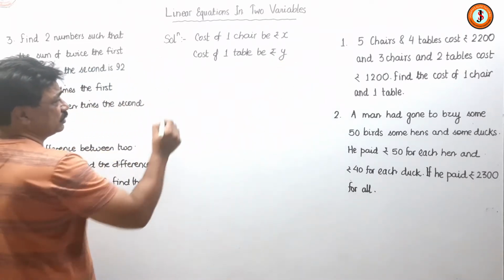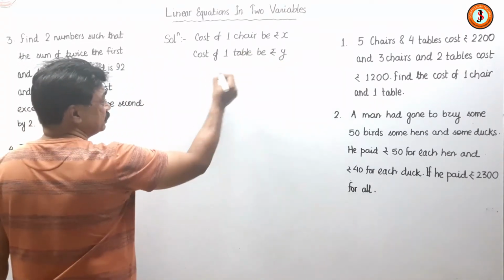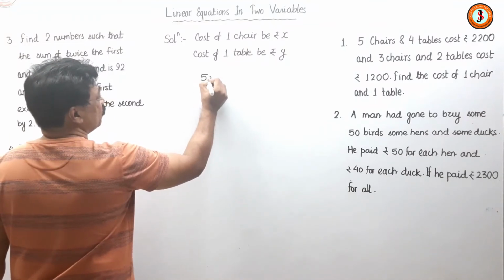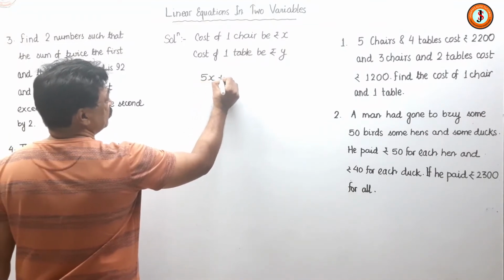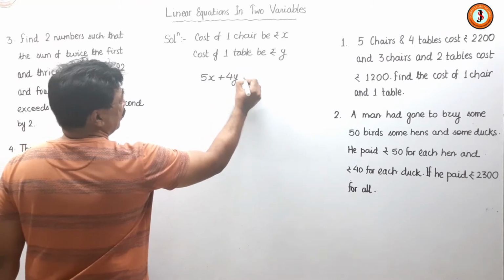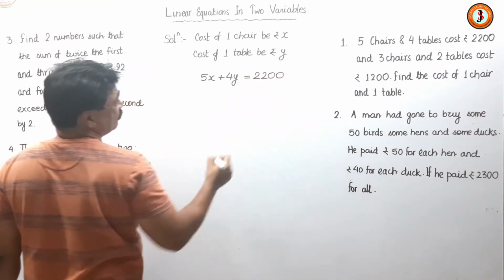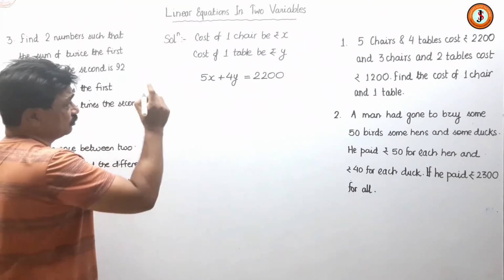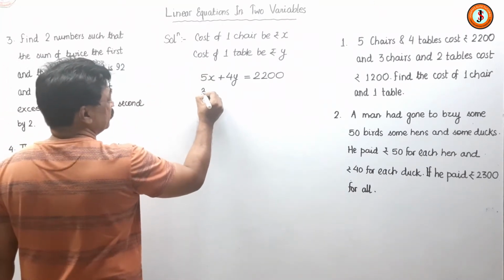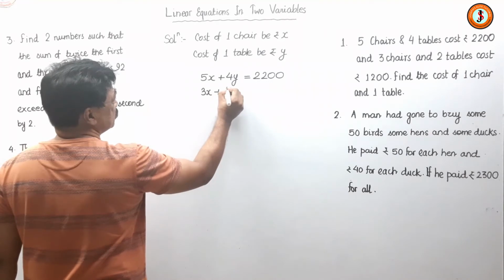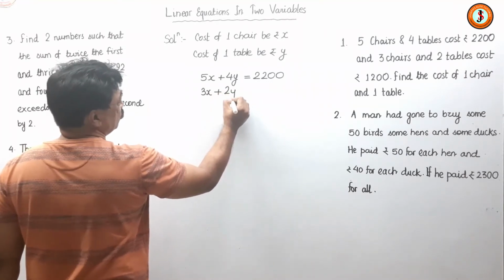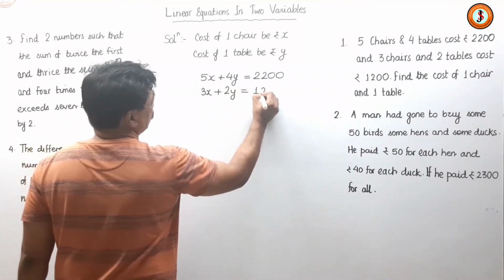Cost of 5 chairs, that means 5 into cost of 1 chair, 5x plus cost of 4 tables, 4 into y, and that is equal to 2200. Now same way cost of 3 chairs, so 1 chair is x, so 3 chairs cost will be 3x rupees and 2 tables will be 2y rupees, and that is equal to 1200.